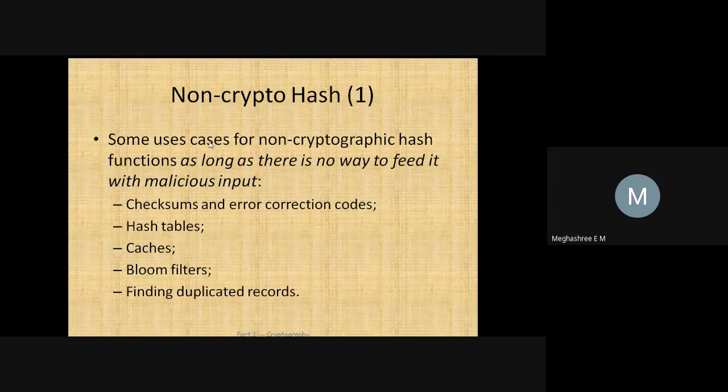Okay, so this is a non-crypto hash function used for checksums and error detection. You might have studied CRC, the cyclic redundancy check, in computer networks. So CRC is one application. Next, it is used to generate hash tables, and also in caches. It is also used in Bloom filters, and in finding duplicate records in the database.